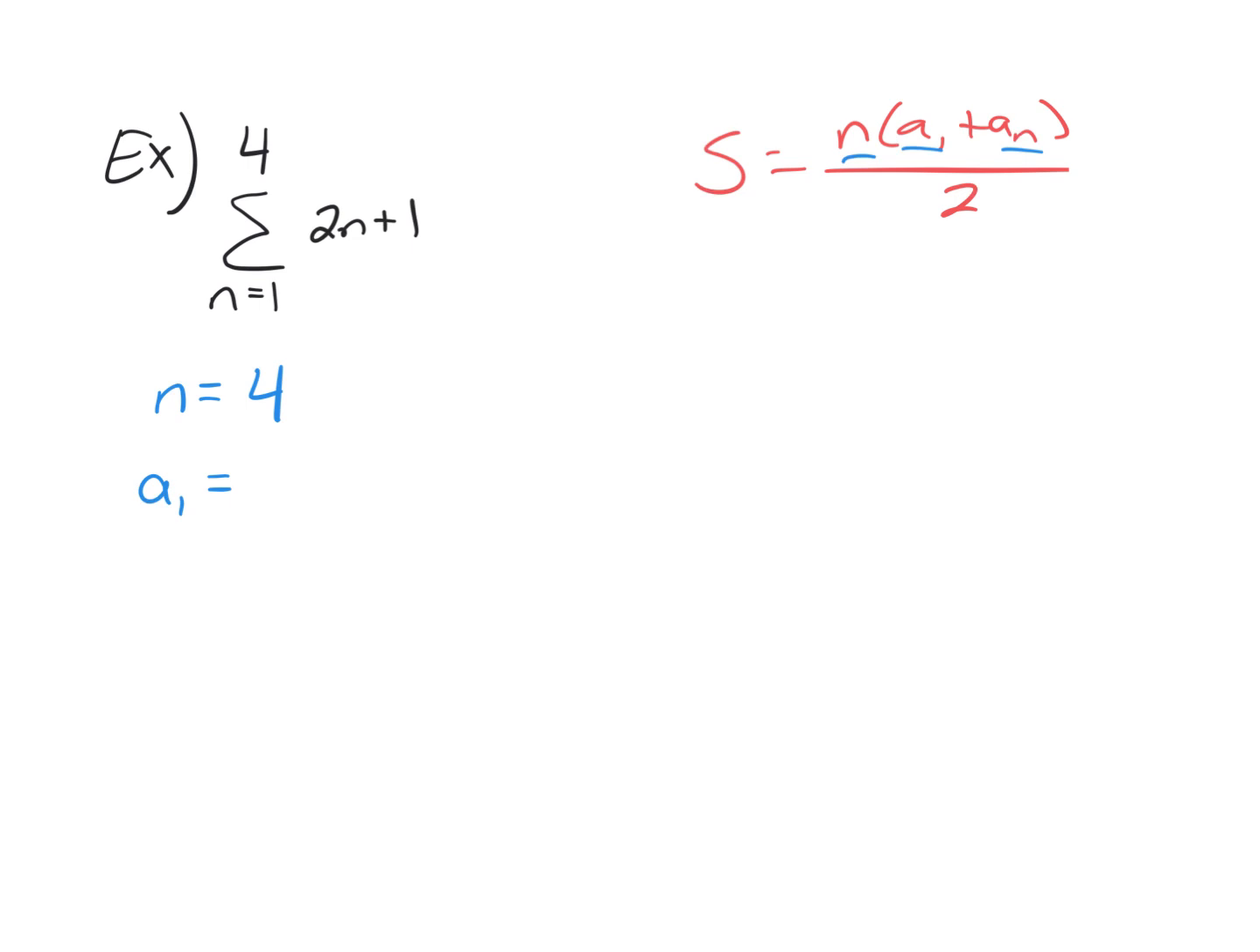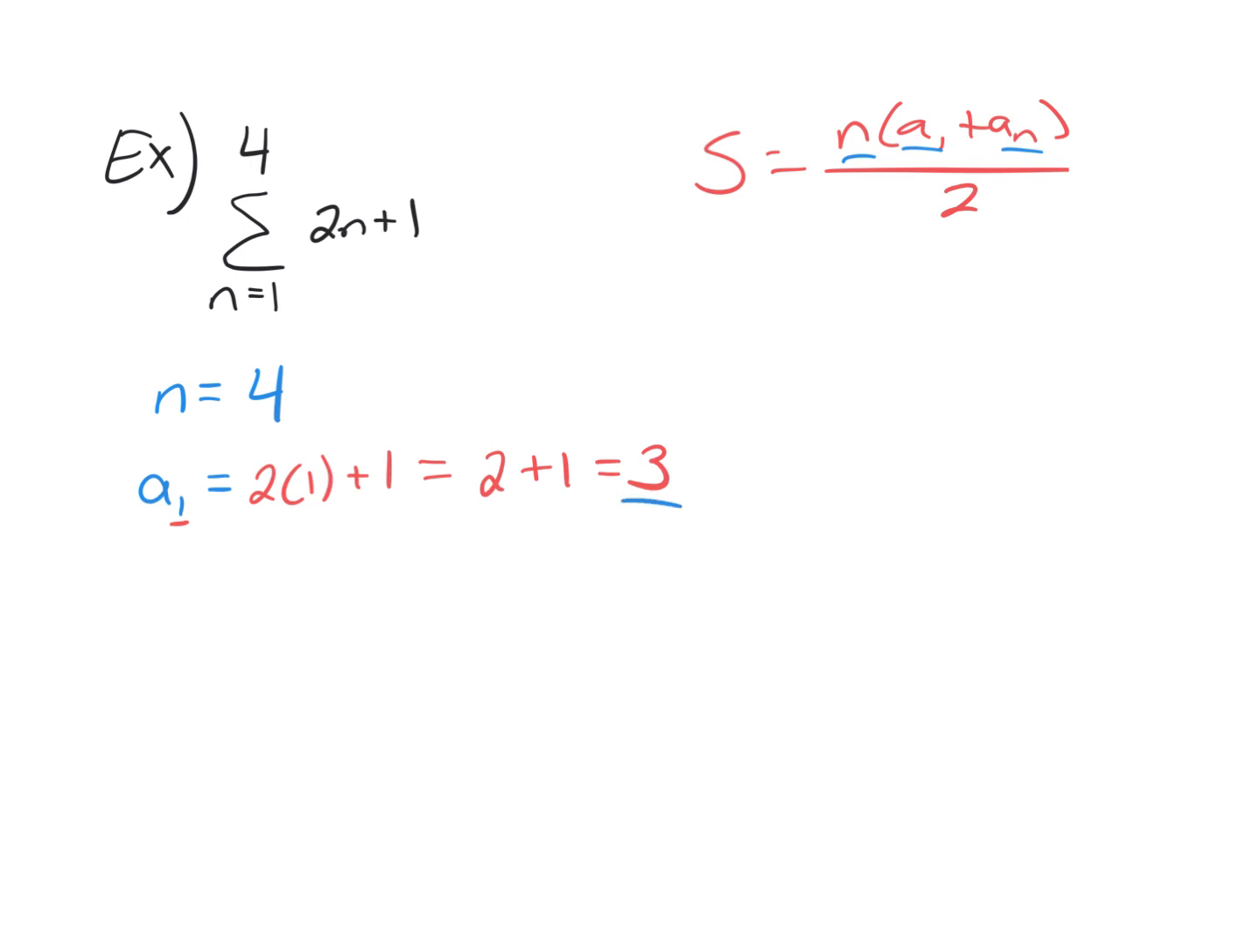Okay. My first term is when n equals 1, so I need to plug 1 into n there. So I have 2 times 1 plus 1. What's 2 times 1? 2. 2 plus 1 is 3. So my A1 is 3.